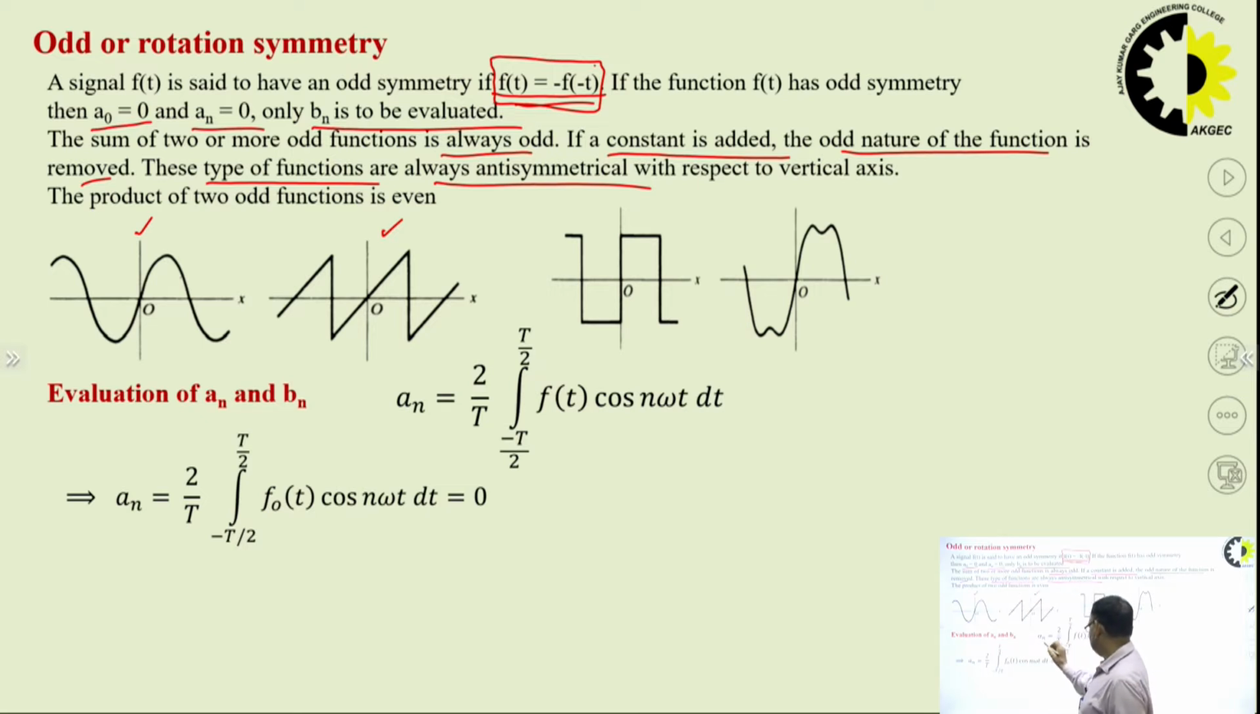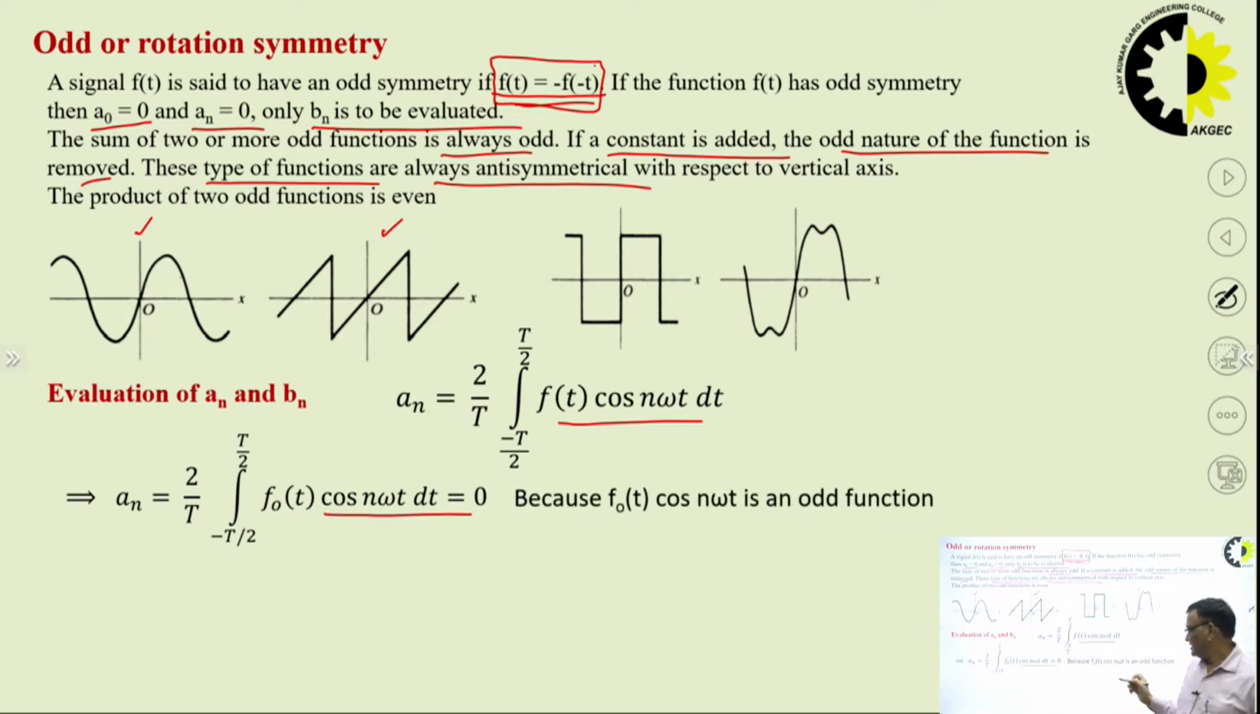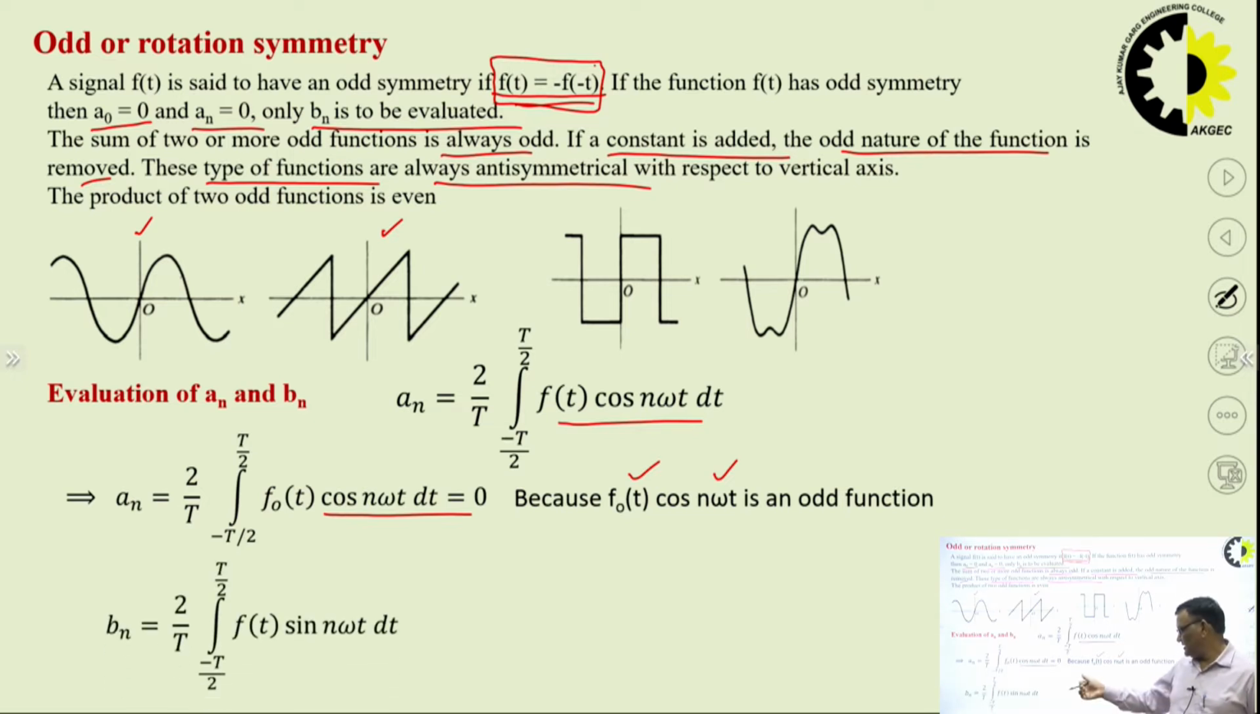If this is the expression for An, it is 0, because it is the product of an odd and an even function, and the multiplication of odd with even is odd. So Bn is 2 by T, integral from minus T by 2 to plus T by 2 over one time period, f(t) sin n omega t dt. So this is Bn, 4 by T, integral from 0 to T by 2 of this.